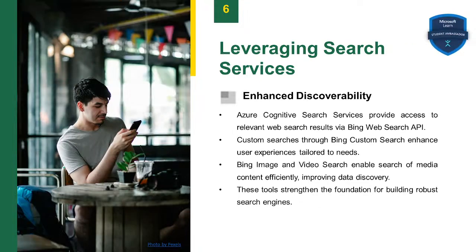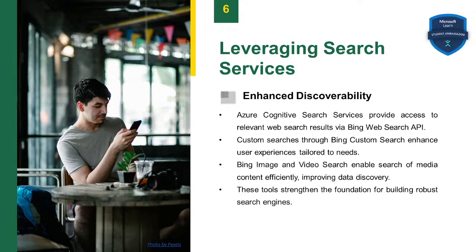So moving on to our next slide, that is leveraging search services. Enhanced discoverability. Azure Cognitive Search Services provide access to relevant web search results via Bing Web Search API. Custom searches through Bing Custom Search enhance user experience tailored to needs. Bing Image and Video Search enables search of media content efficiently, improving data discovery. These tools strengthen the foundation for building robust search engines.